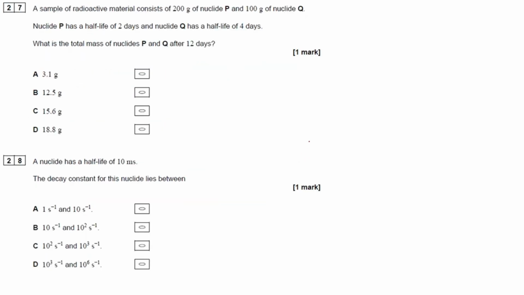Question 27. In this one, we're thinking about half-lives and how much mass remains after a certain amount of time. So we have initially P, which has 200 grams, and Q, which is 100 grams initially, and the half-life for each of these have been given here. So for example, after 12 days, P actually undergoes 6 half-lives. And Q will undergo, well, after 12 days, each half-life is 4 days, so therefore that's 3 half-lives.